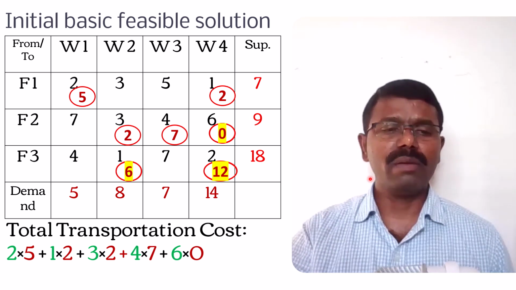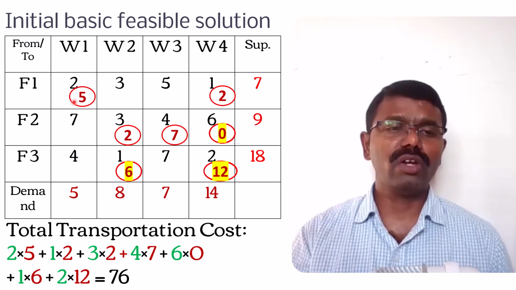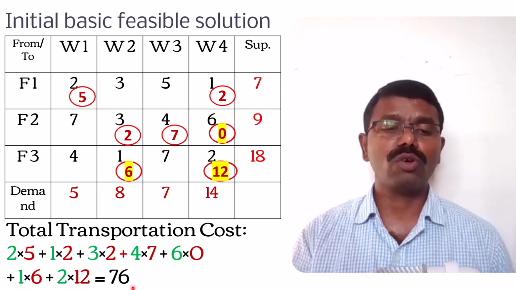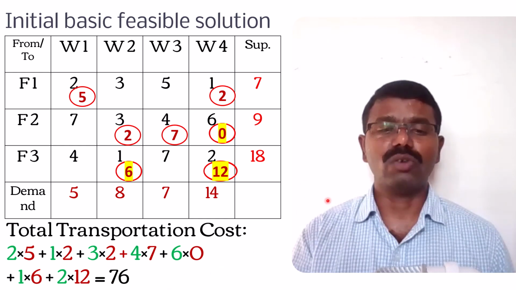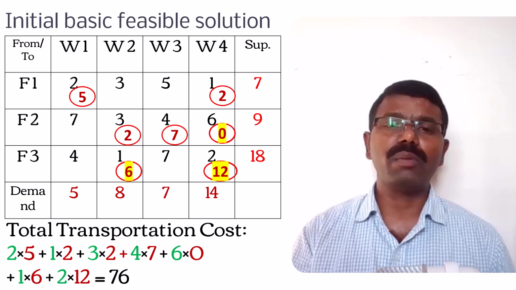The final minimized total transportation cost is 2 into 5 plus 1 into 2 plus 3 into 2 plus 4 into 7 plus 6 into 0 plus 1 into 6 plus 2 into 12. So the total is 76. It is the total transportation cost. So that is the solution. In this way, the MODI method will be used for the optimality test.